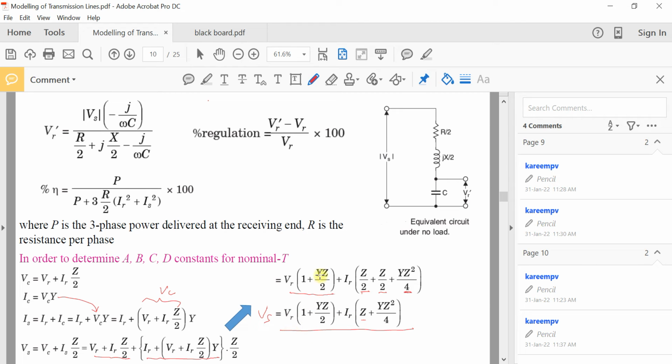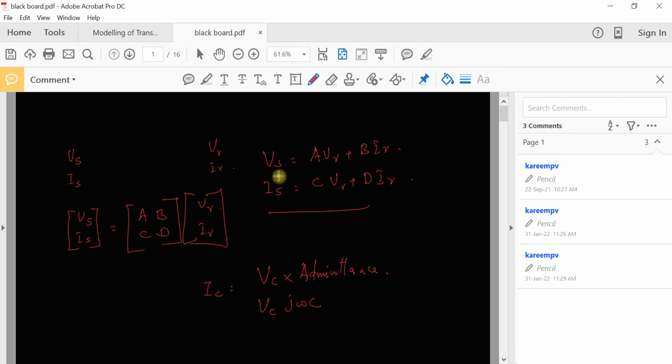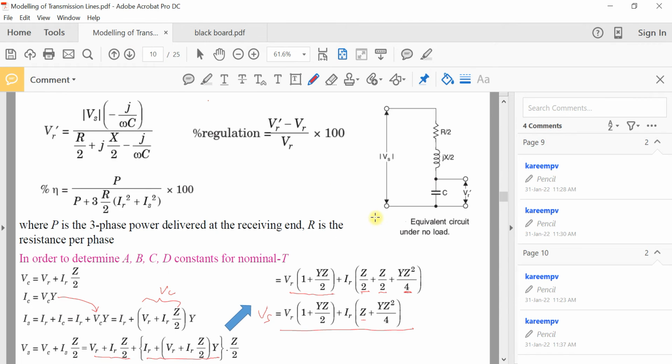So from the definition of the transmission line parameters, you can see that this is the expression: Vs is equal to A Vr plus B Ir. So A and B can be readily evaluated from the formula we have obtained. This will be the A parameter, because that is the coefficient of Vr when we express Vs in terms of Vr and Ir, and this is the expression for B. So in ABCD parameters, we have evaluated A and B.